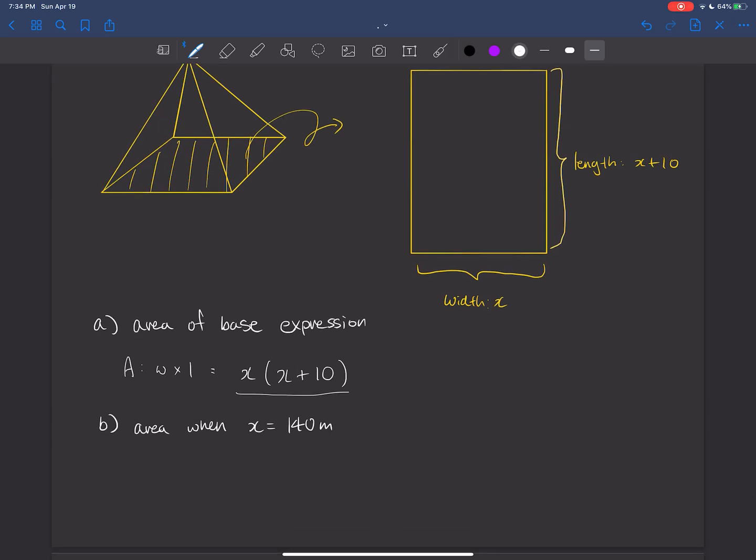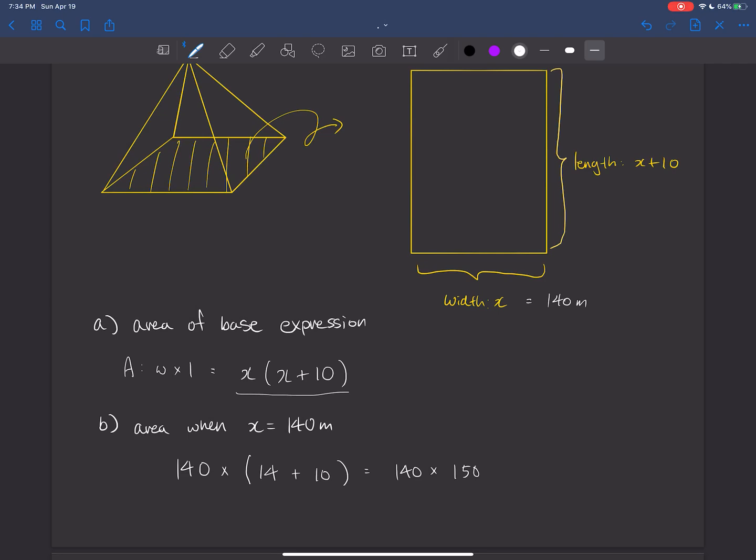So in part B, we want to find the value of the area when x is equal to 140 meters. So the width is 140 meters. So let's plug that into our expression that we got from part A. So 140 times 140 plus 10. And that's 140 times 150.